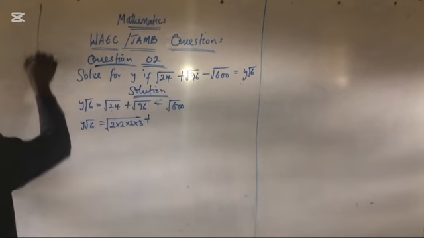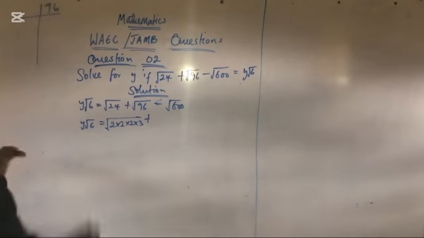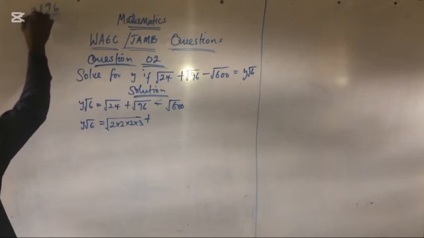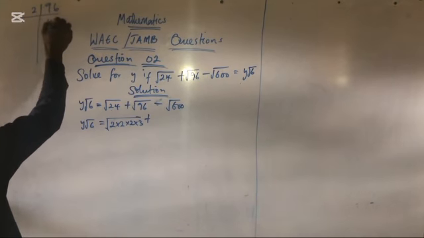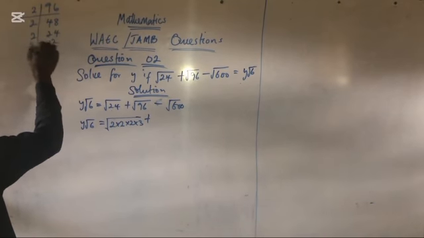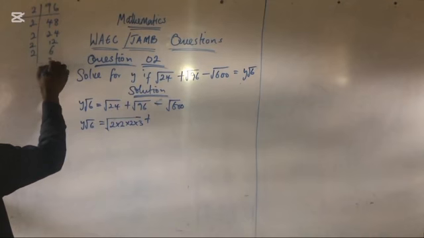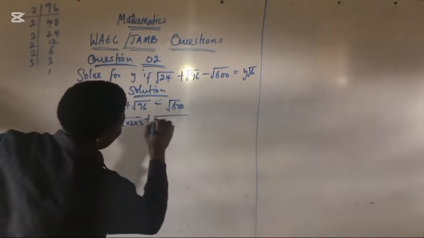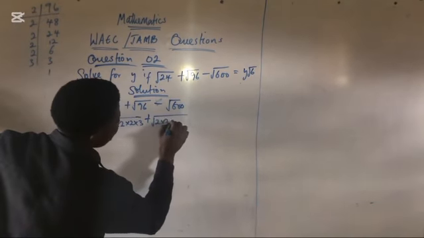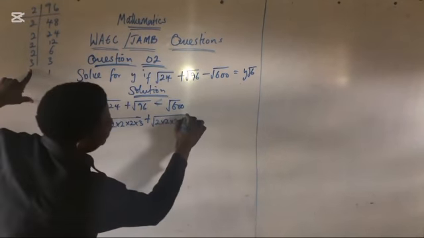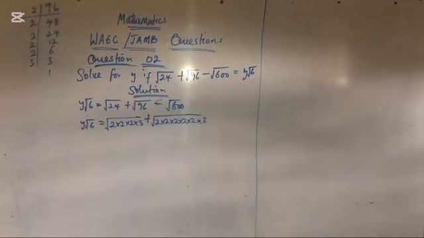Do it again, 96. Just listen to this one. You don't even get a problem, you don't make any mistake. 2 can divide 96 to have 48. 2 can divide 48 to have 24. 2 can divide 24 to have 12. 2 can divide 12 to have 6. 2 can divide 6 to have 3. And 3 can divide 3 to have 1. How many 2s do you have? 1, 2, 3, 4, 5. So I'm going to change 96 to 2 times 2 times 2 times 2 times 2 times 3.